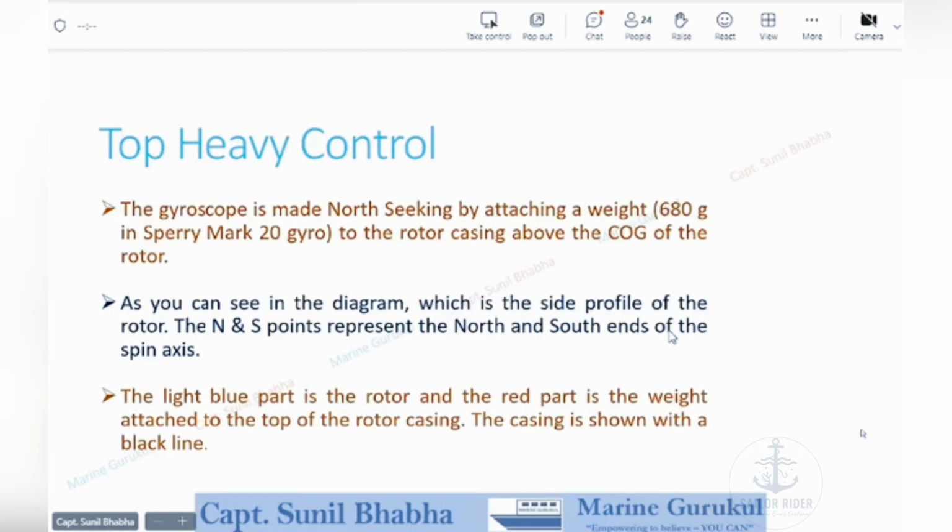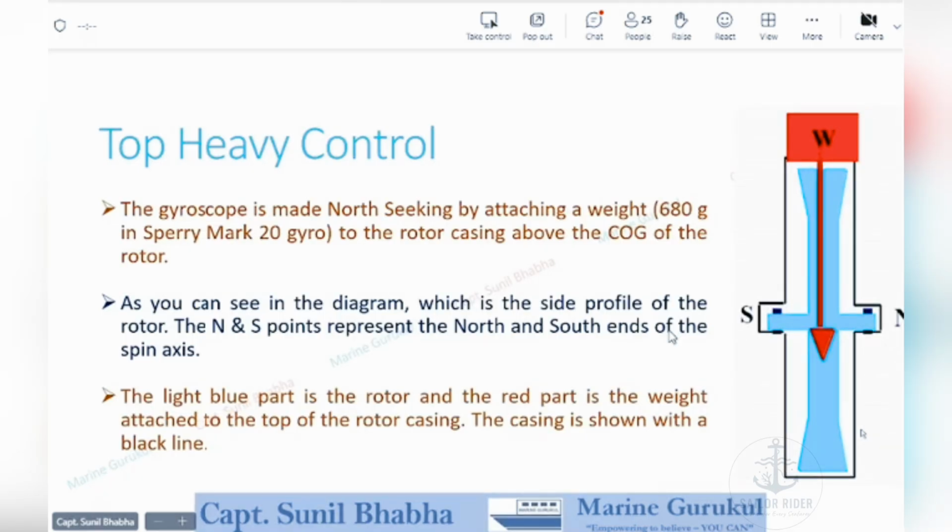Let's now try to understand the top heavy control in a gyro. Till now we have seen the spin axis and rotor being fitted in an arrangement of gimbals, sets of ball bearings and gimbal rings, to give it 3 degrees of freedom. Now we introduce one more part of the gyro compass, and that part is the casing. As you see in this diagram, the light blue part is basically the rotor as well as the spin axis.